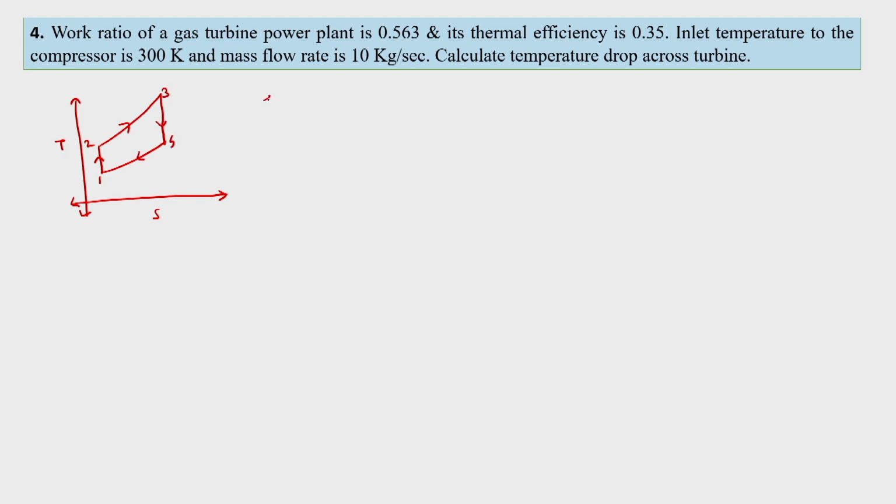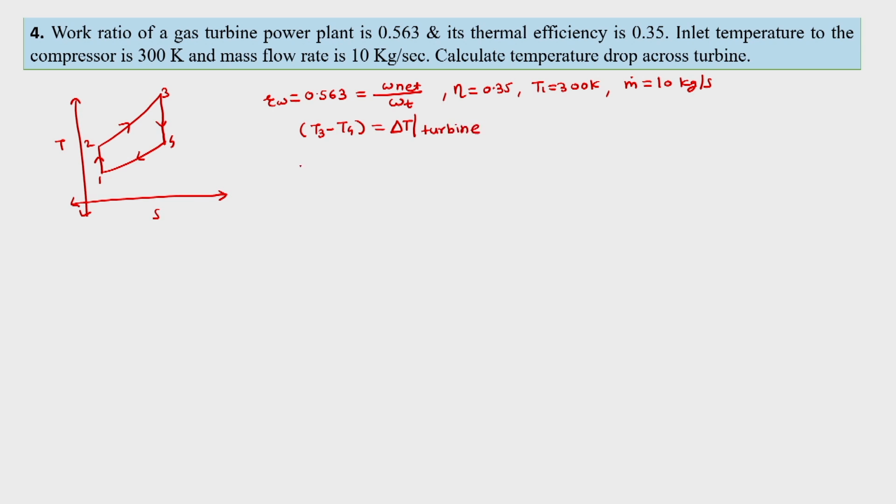It is given to us that work ratio is 0.563. So we are told that W net upon Wt is 0.563. We are told that efficiency is 0.35. It is also told that T1 is equal to 300 Kelvin and m dot is equal to 10 kg per second. We are supposed to find out what is T3 minus T4, or which is delta T turbine.